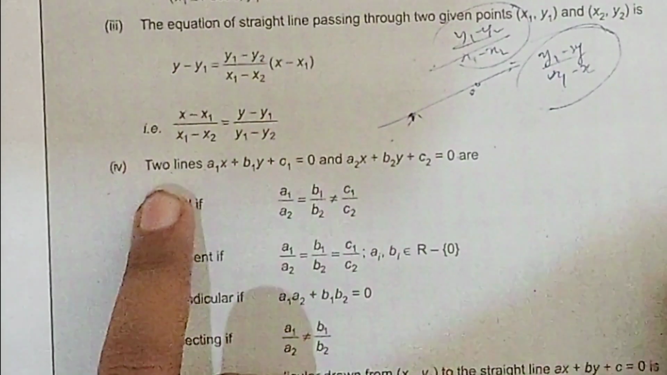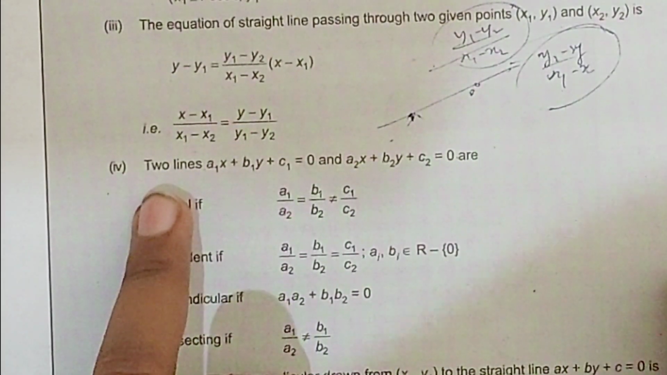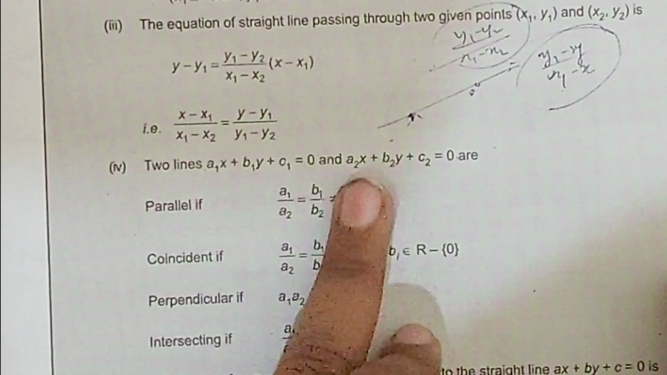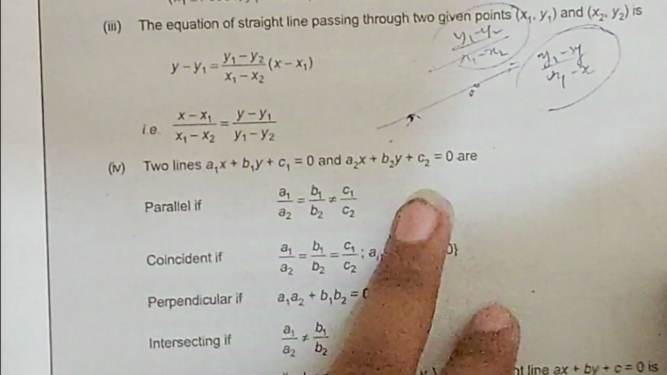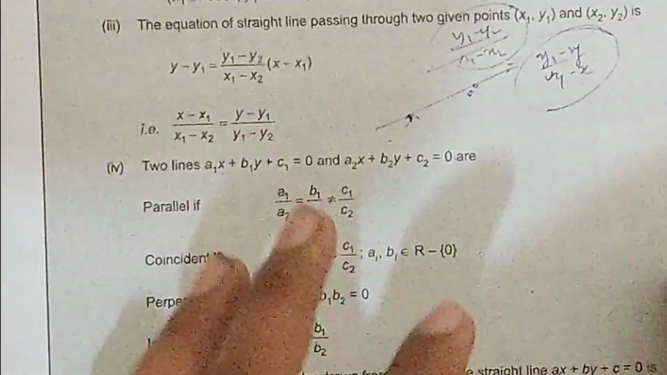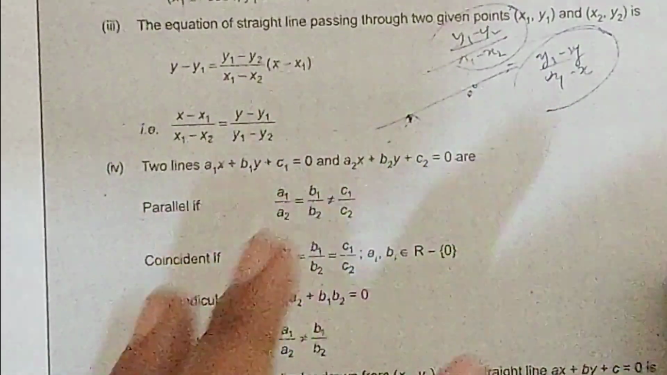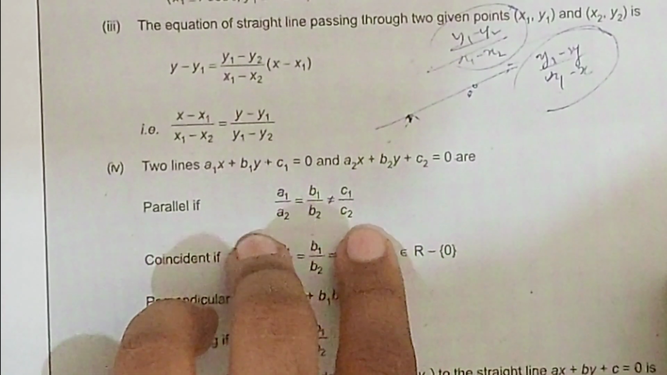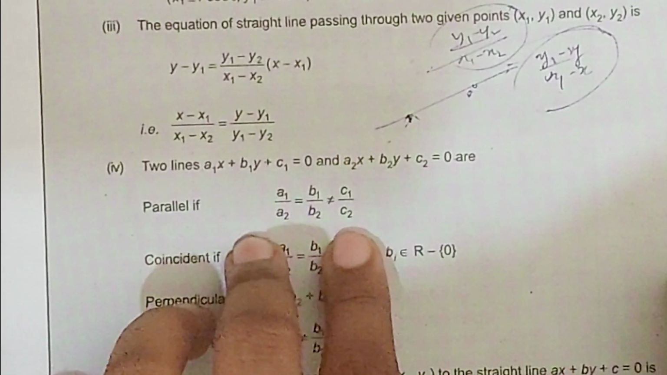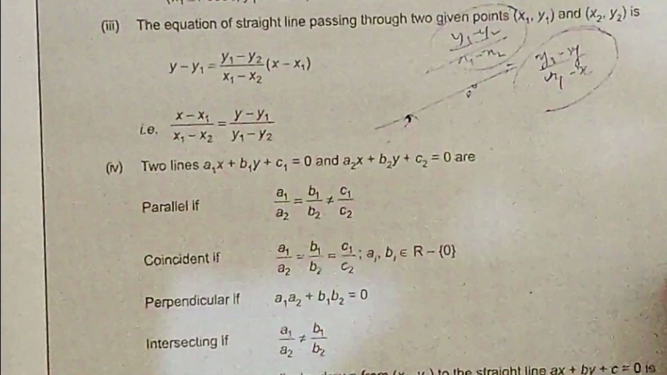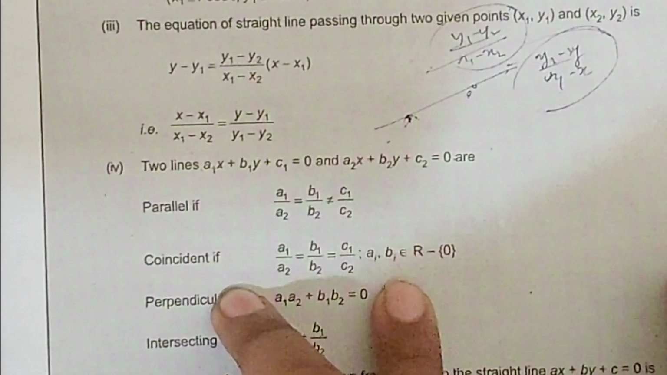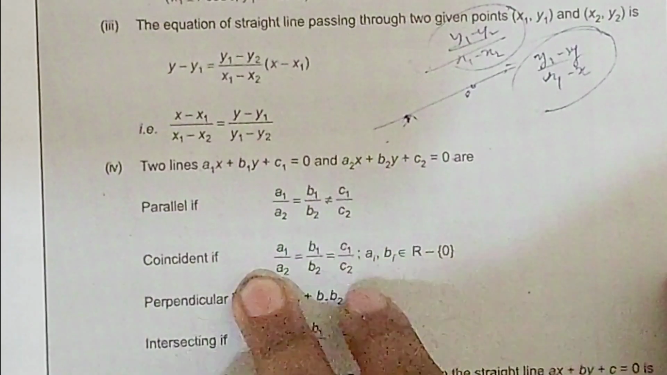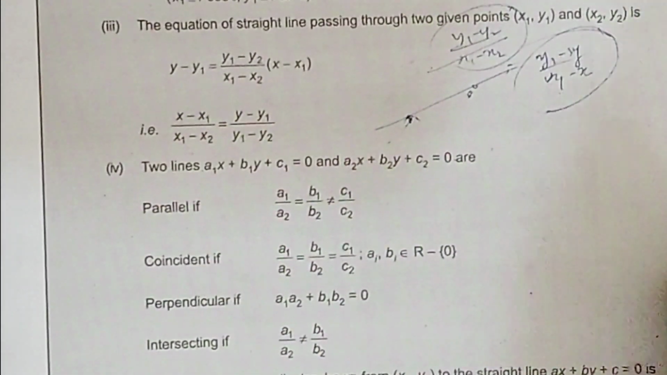Now the fourth way. Two lines a1x plus b1y plus c1 is equal to 0 and a2x plus b2y plus c2 is equal to 0 are given. If you've been asked whether they are parallel or not, then this is the condition: a1 upon a2 is equal to b1 upon b2 is not equal to c1 upon c2. And if the lines are coincident, then this is the condition that it should follow: a1 upon a2 is equal to b1 upon b2 is equal to c1 upon c2.